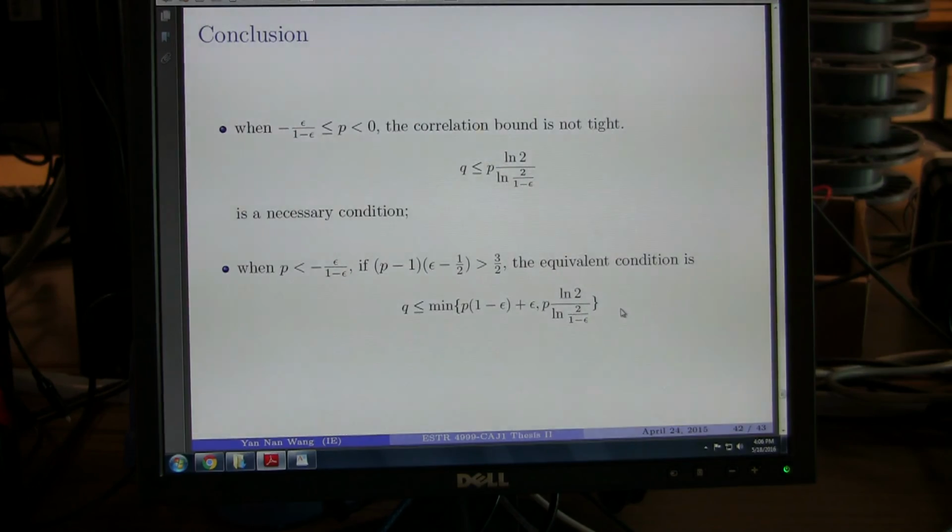When P is between minus epsilon over 1 minus epsilon and 0, the correlation bound is not tight, and this is only a necessary condition. We don't know whether this is sufficient or not. When P is less than minus delta over 1 minus delta, if this inequality holds, then we could say the equivalent condition for Q is this inequality.